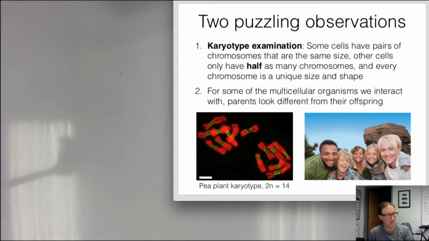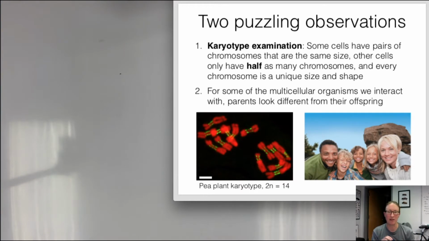So the first comes from karyotype examination. Karyotypes are basically taking cells that are on the verge of dividing, after the chromatin has condensed down to chromosomes. There are a bunch of different substances you can use to stain chromosomes that will label the DNA that's there. So you can stain all the chromosomes, and when you do that, each chromosome winds up having a very distinct banding pattern that will form on the chromosome.